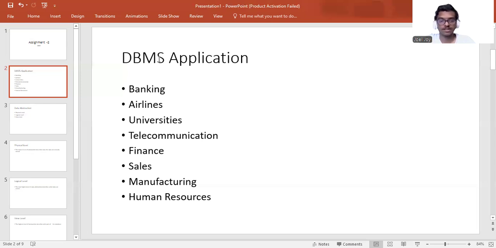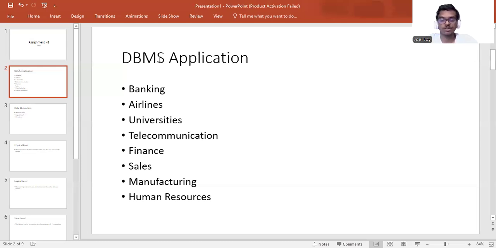Next one is manufacturing. In manufacturing, we store what all products are manufactured. We'll store their data and the products data and their prices along with it. And we can also track the number of productions they made in factories, inventories of items in warehouses, stores, etc.